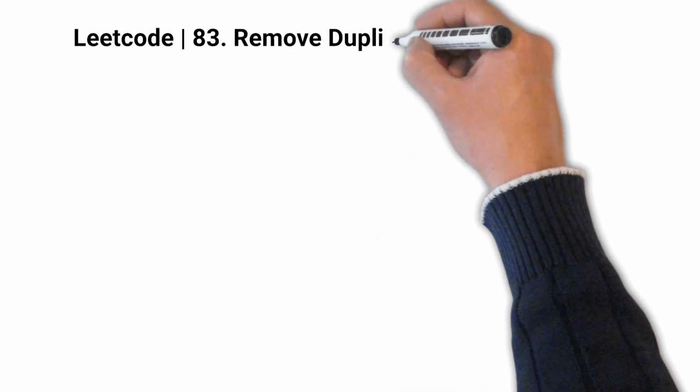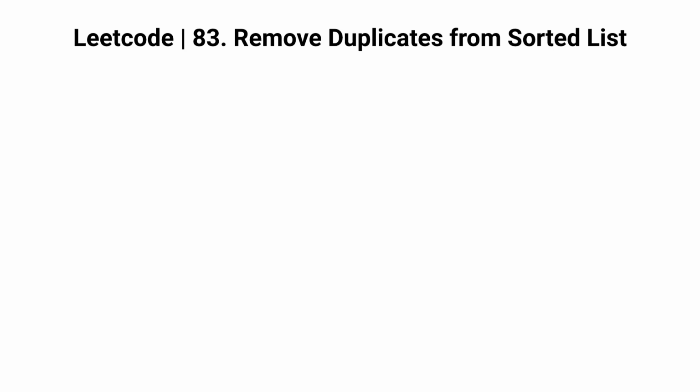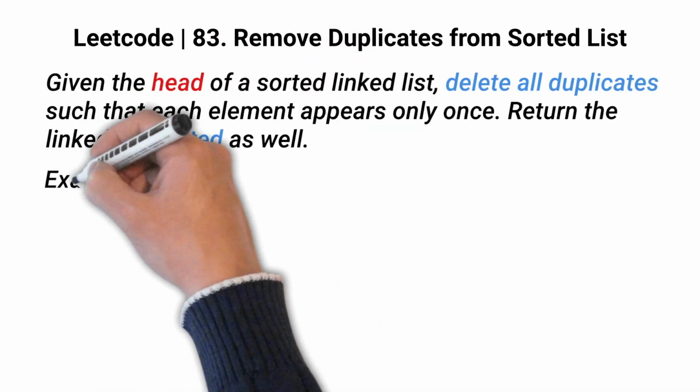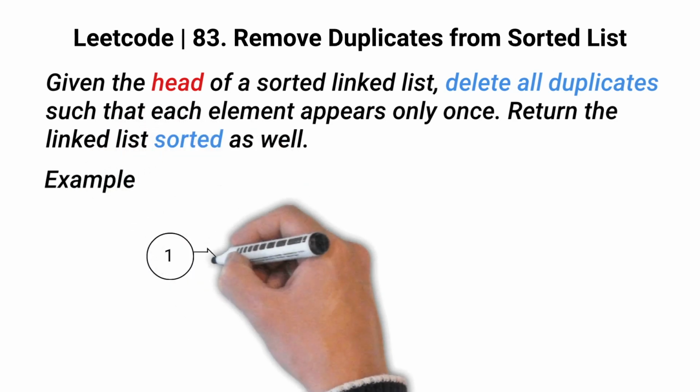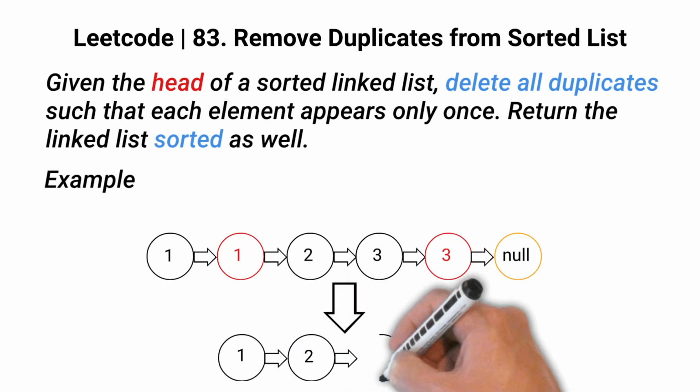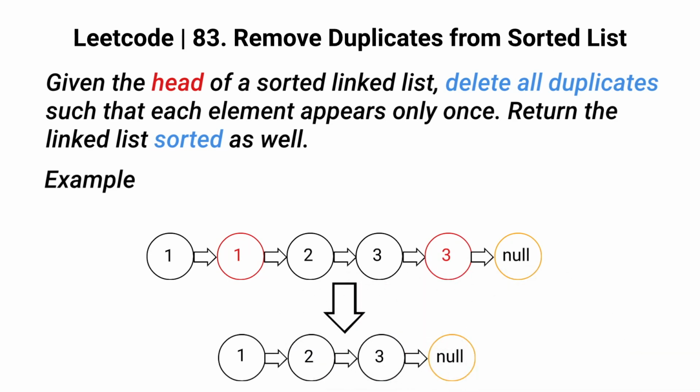Today we're looking at LeetCode Problem 83, remove duplicates from sorted list. Given the head of a sorted linked list, delete all duplicates such that each element appears only once. Return the linked list sorted as well. Example, we have a linked list with 1, 1, 2, 3, 3 and null. And we can see once it's been processed it goes to 1, 2, 3 and null.